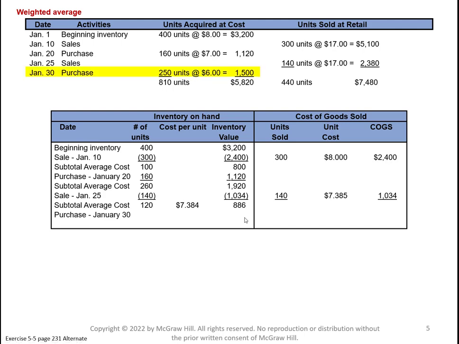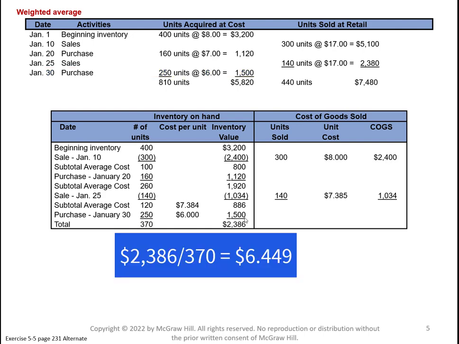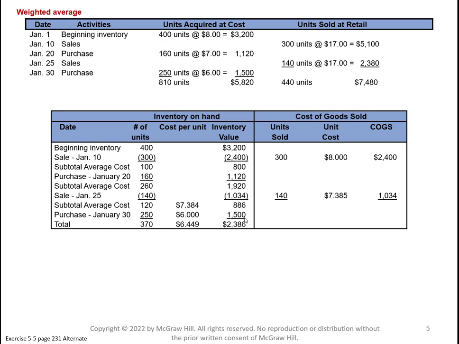We made a purchase on January 30th of 250 units at $6, so the price went down again. Now we'll compute our new unit cost. We get the total units, total dollars, take the dollars divided by the units, and now our unit cost is 6.449. We're going to look at the total cost of goods sold.